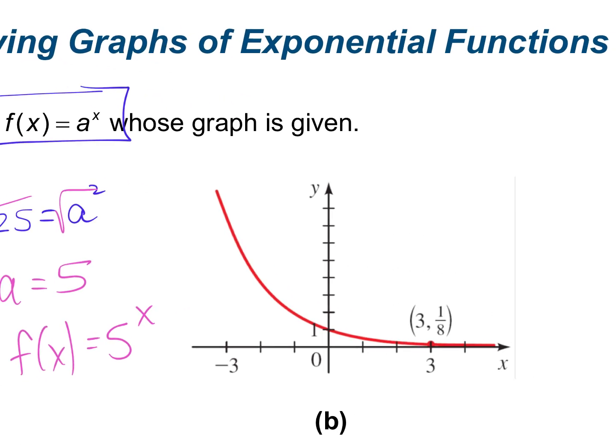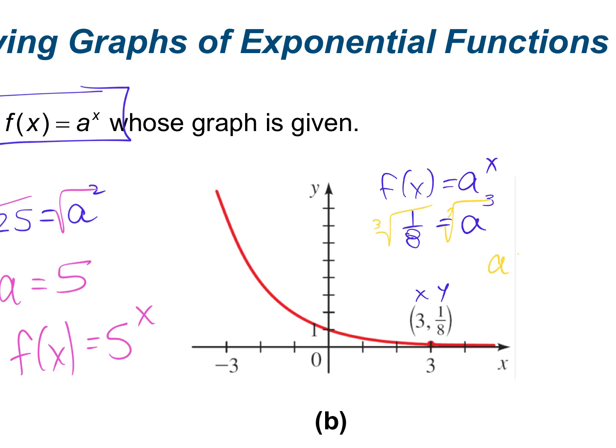Now, same thing over here. The formula is f of x equals a to the x. Well, what did they give you for your y value? 1 over 8 equals a to the what? To the third. So now what would I do? Take the cube root. Okay, good.